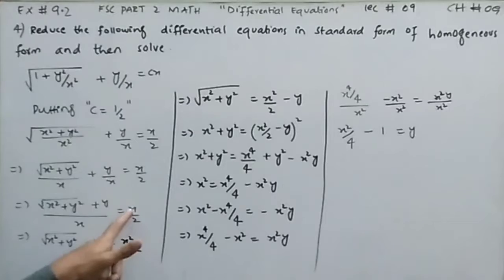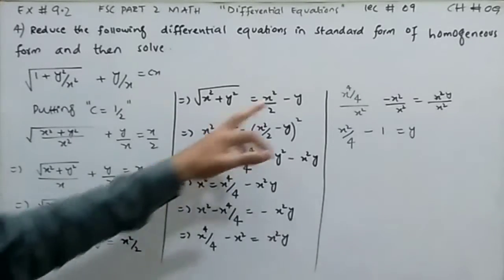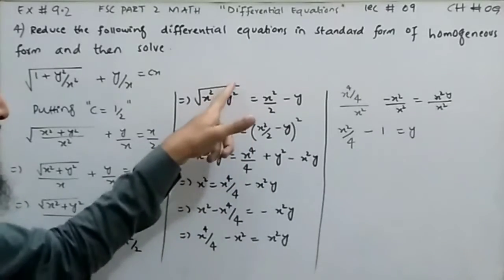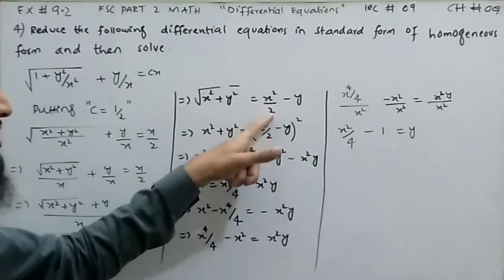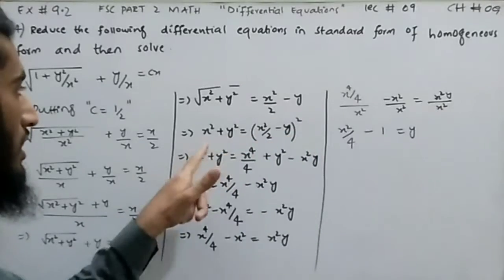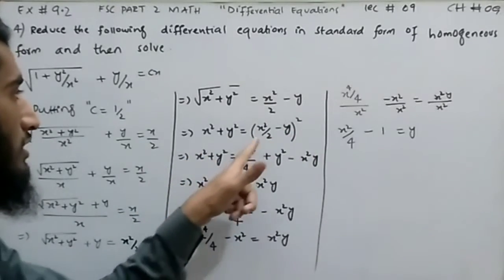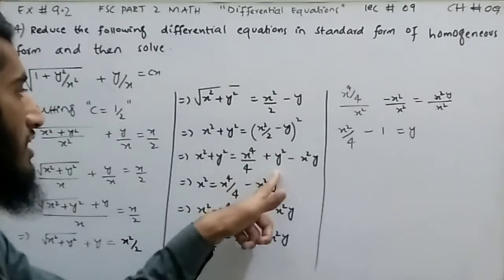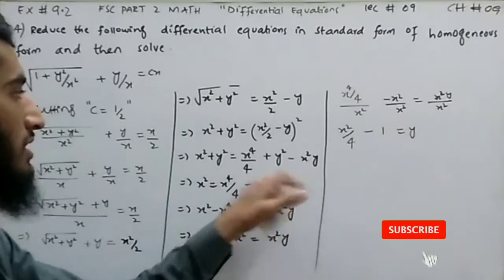Shift x on this side, it becomes x into x, which gives us x square by 2. Shift y on the right hand side, it becomes negative y. Taking square on both sides, it becomes x square plus y square, and the root will cancel out with the square, and over here becomes x square by 2 minus y whole square. X square plus y square comes down as it is. Required formula is a minus b whole square. So a square gives us this, plus b square gives us this, minus 2ab will give us this.